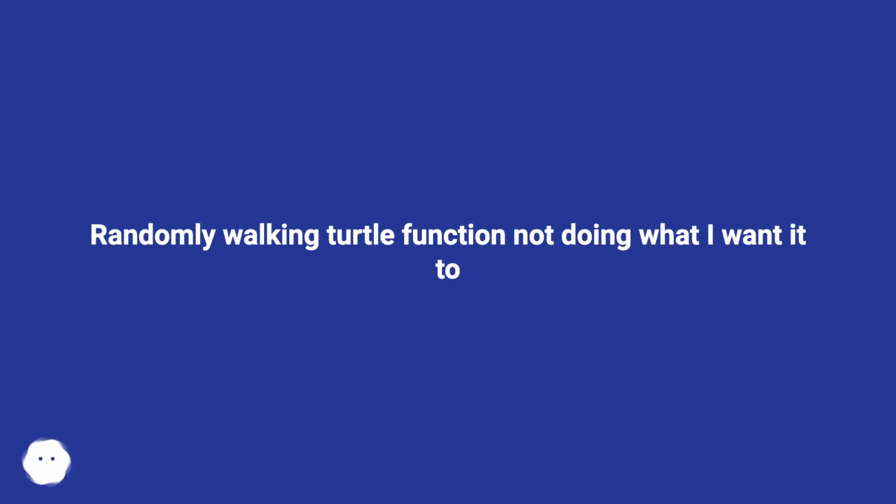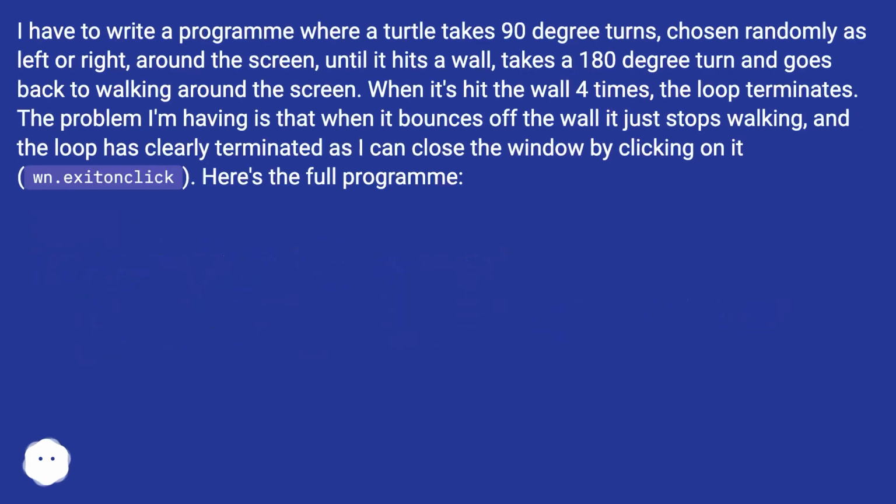Randomly walking turtle function not doing what I want it to. I have to write a program where a turtle takes 90-degree turns, chosen randomly as left or right, around the screen, until it hits a wall, takes a 180-degree turn and goes back to walking around the screen. When it's hit the wall 4 times, the loop terminates.